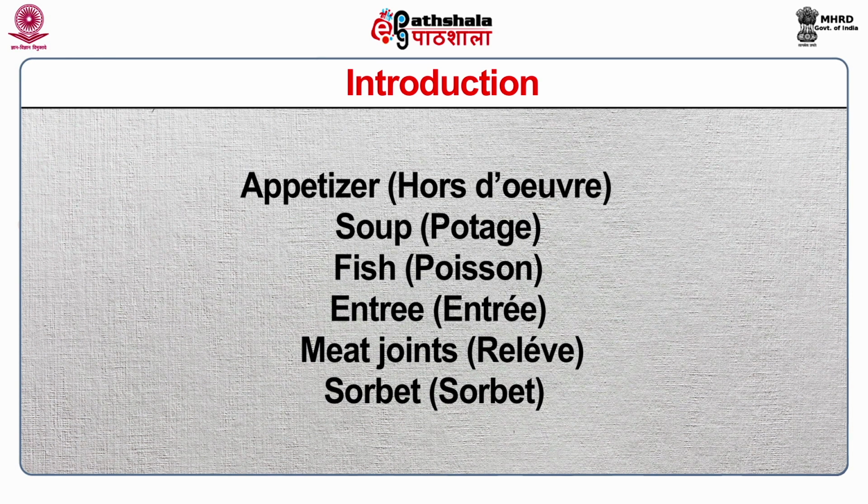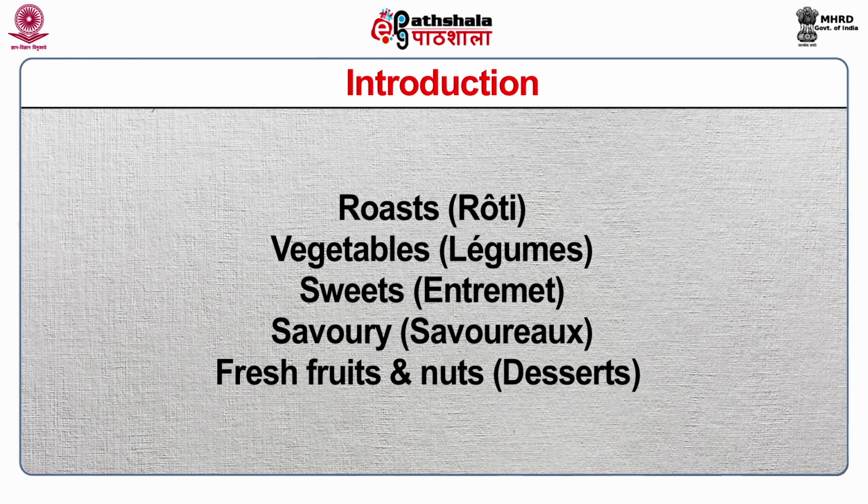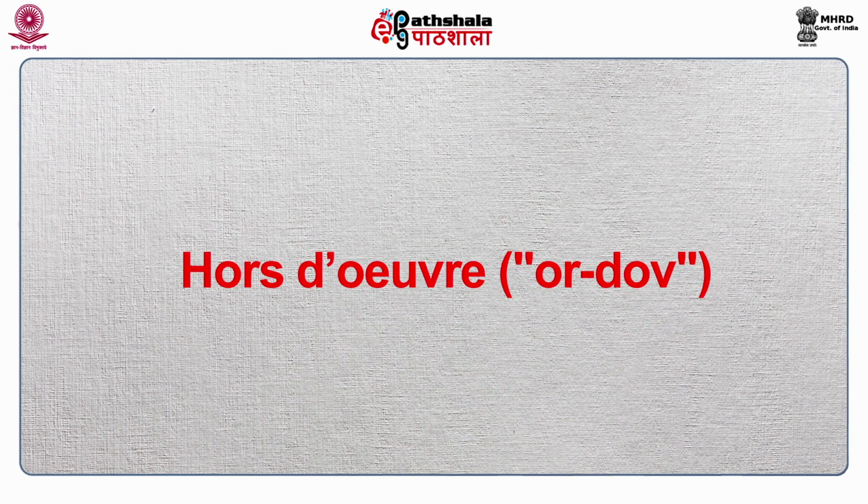These are appetizers, which are known as hors-d'oeuvres, soup, in French known as potage, fish, poisson, entree, meat joints, reliefs, sorbet, roast, roti, vegetables, legumes, sweets, entremets, savoury, savourex, fresh fruits and nuts as a dessert. Now, I will discuss each of them in detail.